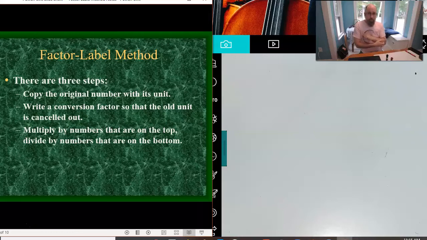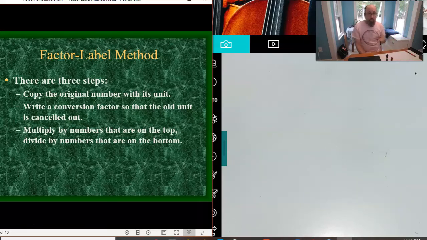When we write that conversion factor, we're going to be putting values in there that are equivalent. You'll see what I mean in just a minute. Where the values go depends on where the units are. Once you have everything set up correctly, you have your original number with its unit, and you have your conversion factor with its values and its units in it. Then you simply look at it, and I'm going to take my original number and multiply by anything that's on the top of the conversion factor, and I'm going to divide by anything that's on the bottom.